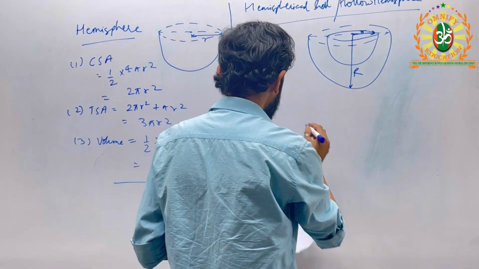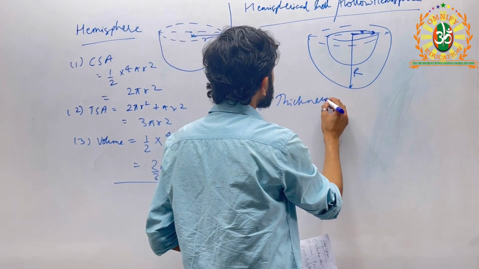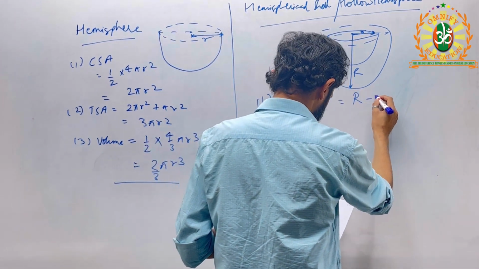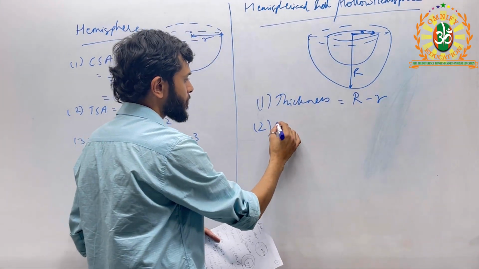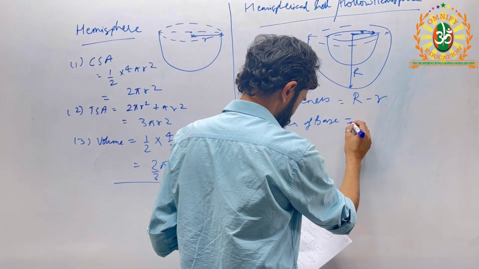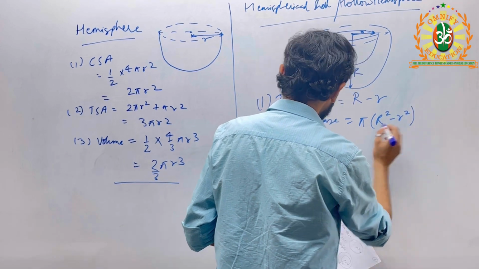So in this case, first, the thickness of the hemispherical shell or hollow hemisphere would be capital R minus small r. Now second, the area of the base. The area of the base would be pi times capital R square minus small r square.